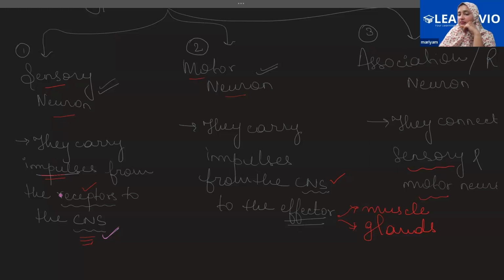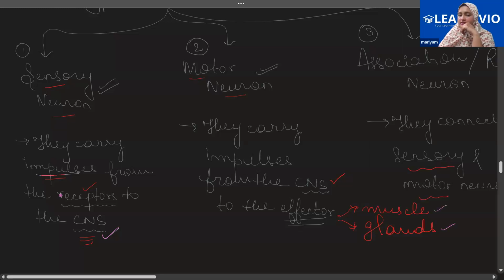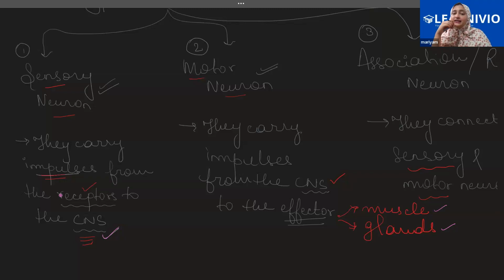Now, an effector can be a muscle or it can be a gland. It doesn't matter. But the motor neurons carry the impulses, meaning the signal, when it has been interpreted by the CNS, the central nervous system. Then the response, whatever the response is, is carried by the motor neuron from the central nervous system, lastly to the effector.